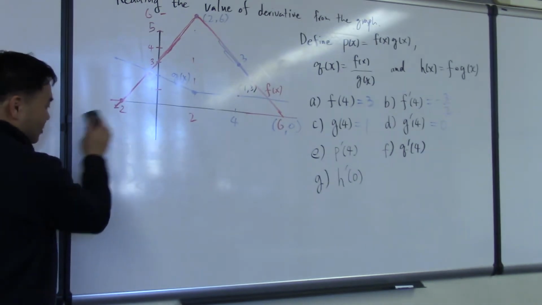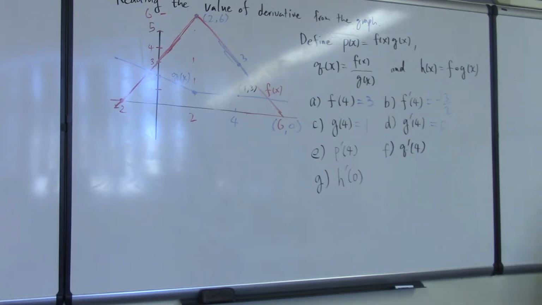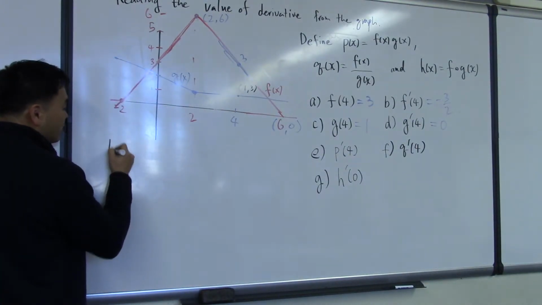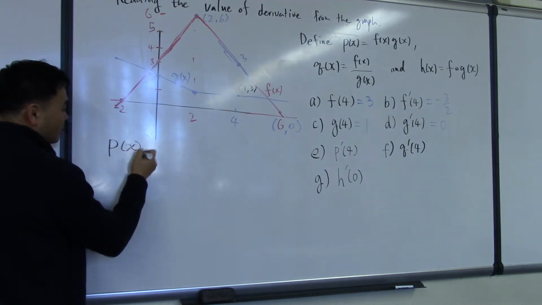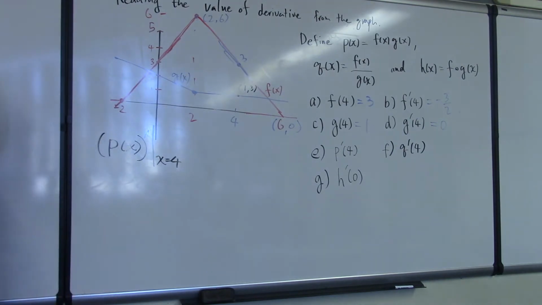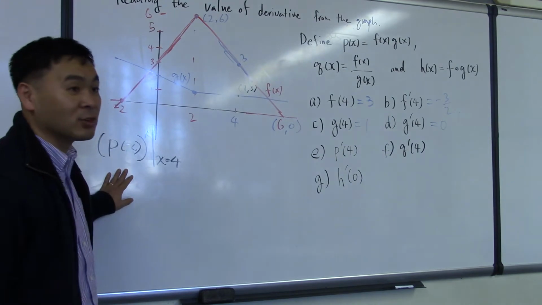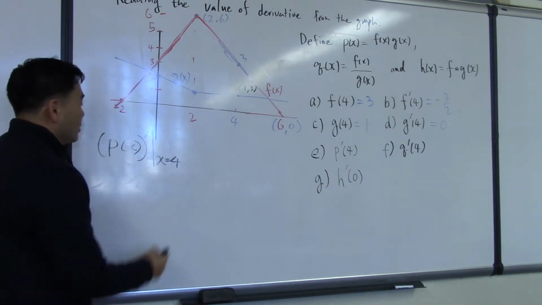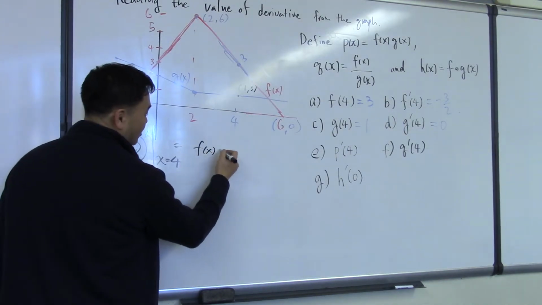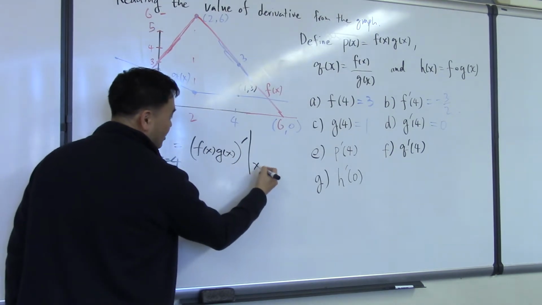Let's think about this. What is E asking you to do? You have to find the derivative of p of x, and you have to plug in 4 into the derivative. That's what it's asking you to do, right? This p prime of 4 means first differentiate and plug in 4. Now what is p of x anyways? f of x times g of x. So you have to differentiate this and plug in 4.